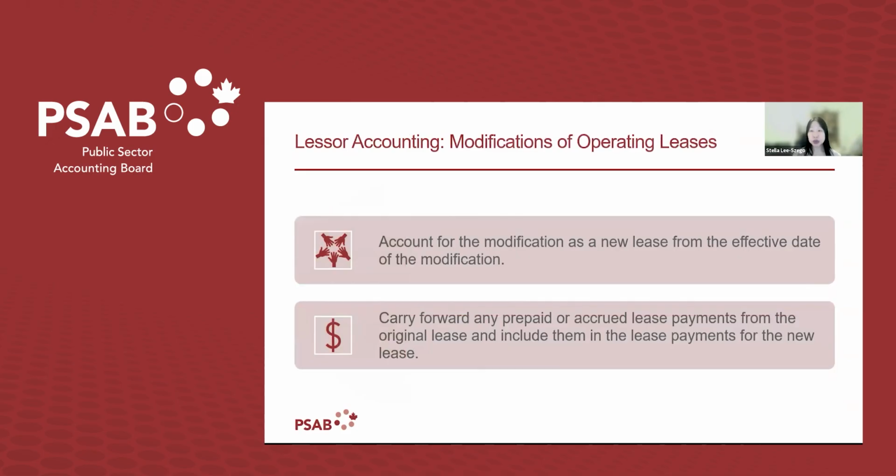All modifications to an operating lease are treated as a new lease from the effective date of the modification. The lessor will need to consider whether this new lease is an operating lease or a finance lease, and account for the lease accordingly.